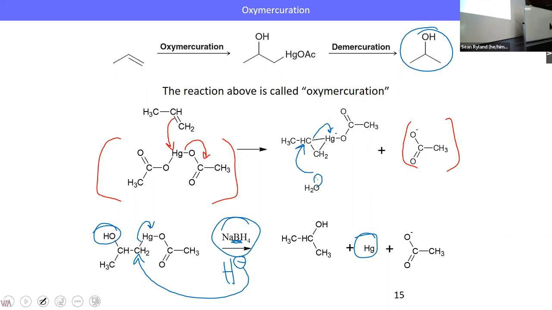So this is basically a tool. When we start getting more and more into synthesis, we're going to start adding more and more tools to be more specific about where our functional groups get added. So this allows us where we can let it rearrange if we want to let it rearrange, or we cannot let it rearrange. We have control over that by getting what's more or less the same reaction, but through a different pathway.